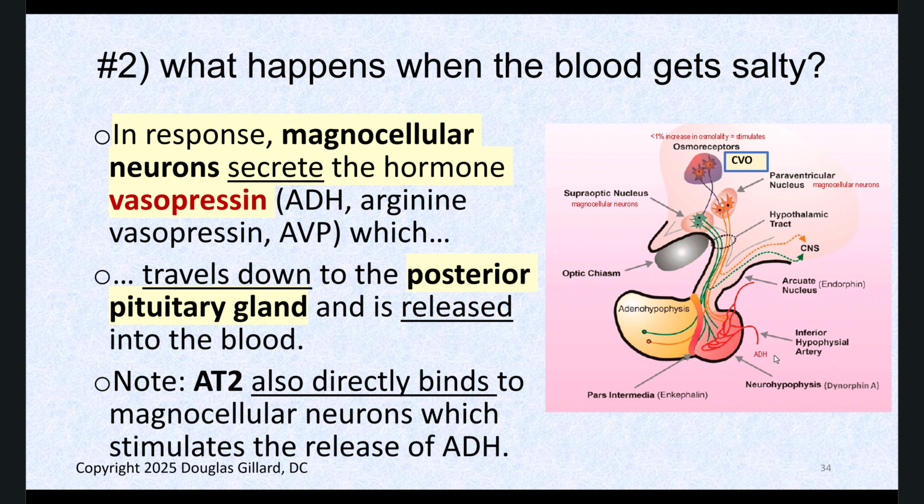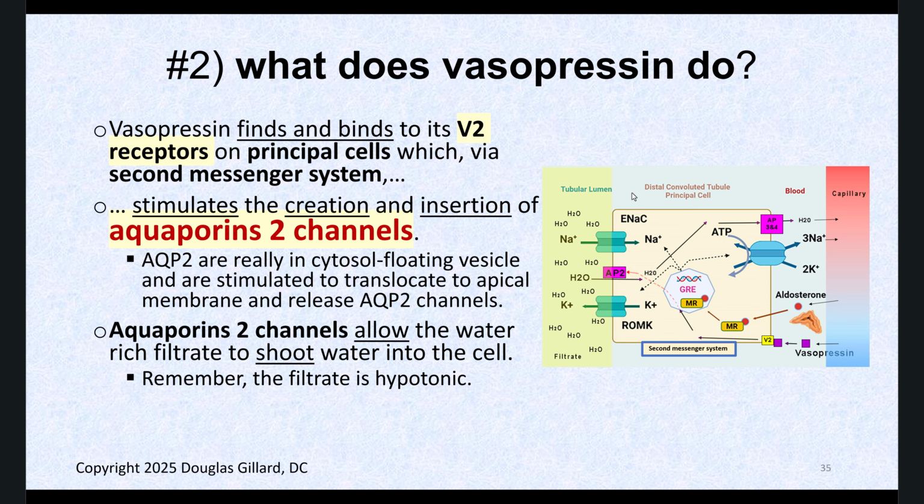Magnocellular neurons secrete vasopressin, whatever name you feel like using, and it travels down to the posterior pituitary. Note that angiotensin II can bind to magnocellular neurons, so this is kind of doubled. This mechanism is so important. What does the vasopressin do? We haven't talked about that. Well, we have, but you probably forgot it.